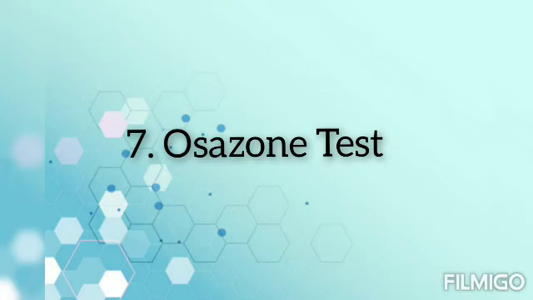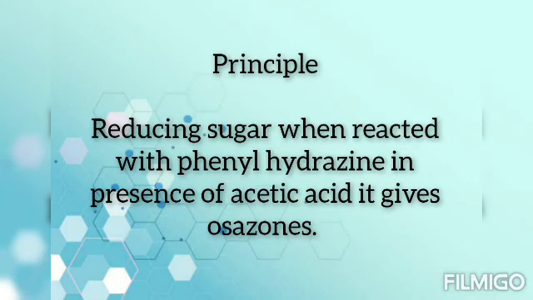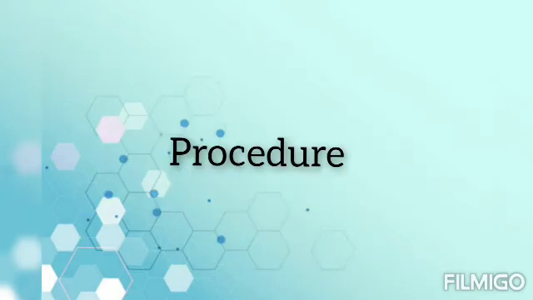Then next is osazone test. Principle. Reducing sugar when reacted with phenylhydrazine in presence of acetic acid gives osazone. Only reducing sugars give the osazone test. Procedure.